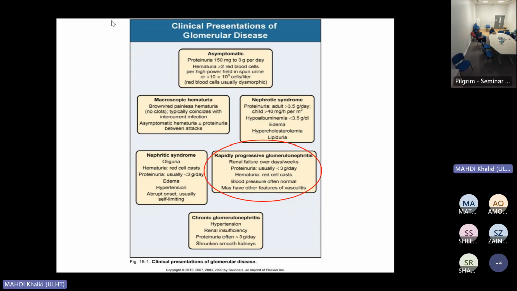RPGN is not common, but it's very important to recognize and very important to act. Don't think that because the first word is "rapidly", you can wait. You've got AKI, and the longer you go without treatment, the less likely you can save the kidney. So typically, renal failure over a period of weeks or days, with proteinuria but very rarely.